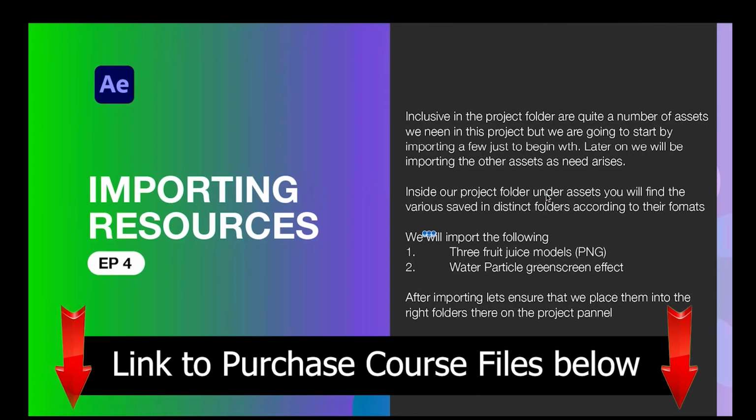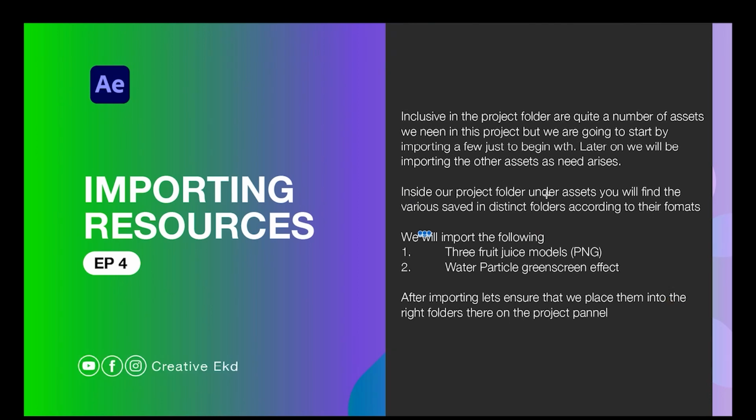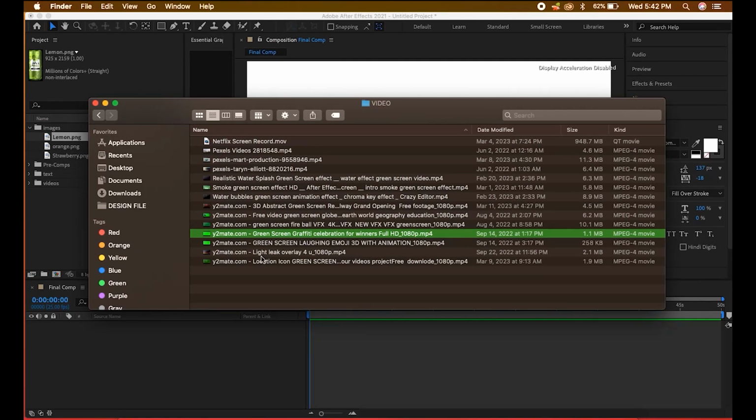So what are we importing? Water particle green screen. You can download your own green screen. I showed you in one of the episodes how to download green screen. Everything here is a free resource. You can get them from YouTube if you are following along. I showed you how to download them previously, I think in the previous phase. So you can do that.